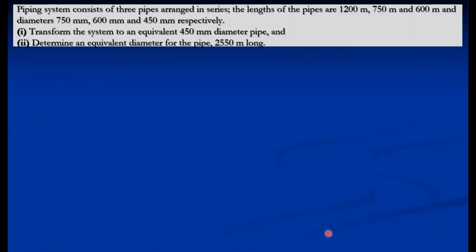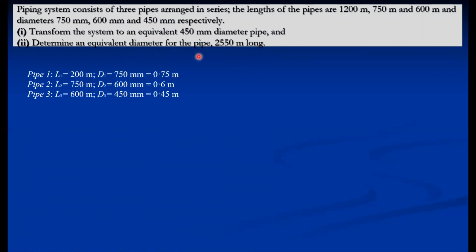So we'll see the numerical. The piping system consists of 3 pipes arranged in series. The lengths of the pipes are 1200 meter, 750 meter, and 600 meter, and the diameters are 750, 600, and 450 respectively. Transform the system to an equivalent pipe of 450 diameter, and determine the equivalent diameter of the pipe for a length of 2550 meter. So there are 2 cases. If the diameter is given, we calculate the length, and in the second case we have to determine the diameter.